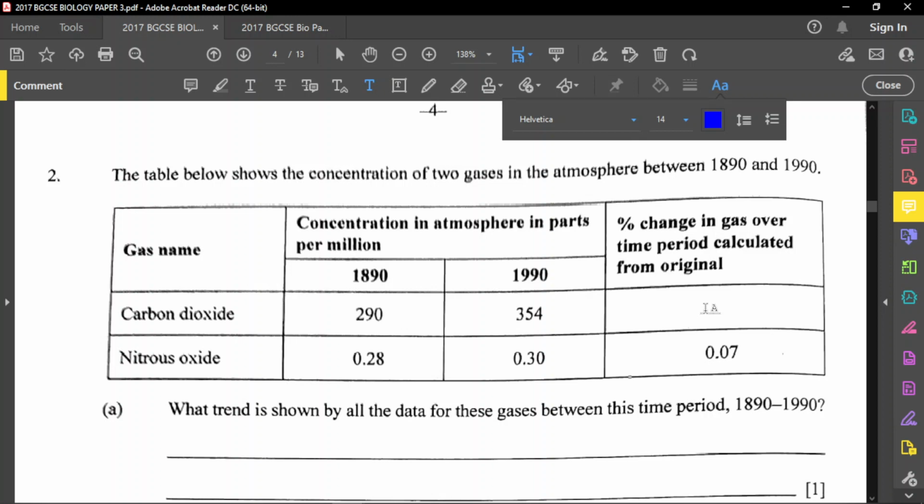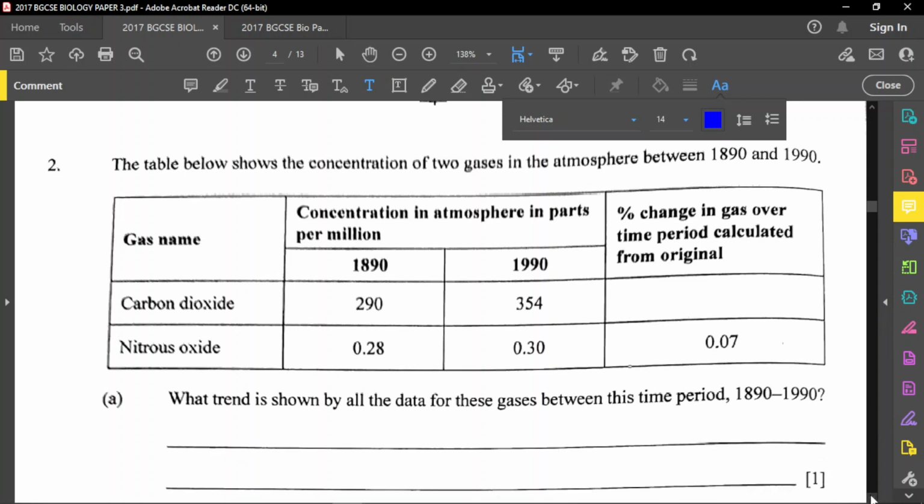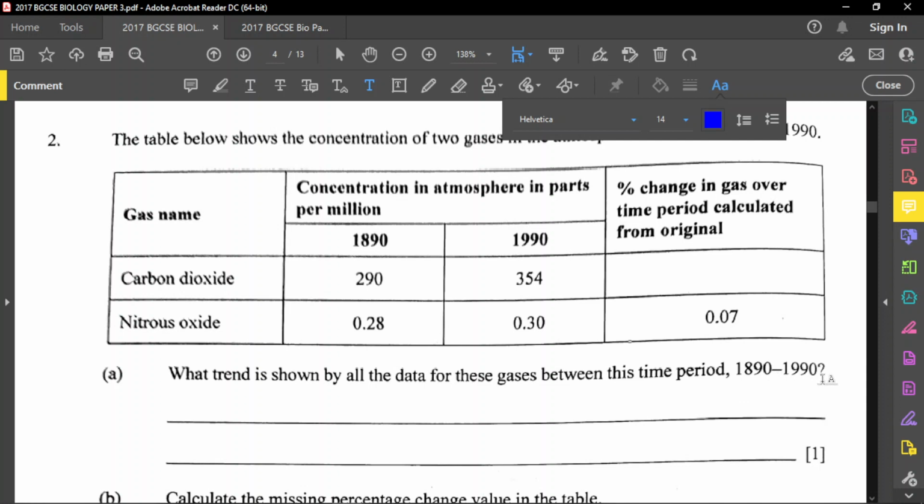All right, so part A says, what trend is shown by all the data for these gases between the time period 1980 and 1990? What trend do we notice here? If you move from 1980, you see 290, and in 1990, you see 354 for carbon dioxide. For nitrous oxide, you see 0.2, and then it goes up to 0.3. That means there is an increase there. So the concentration of gases in the atmosphere increases over time.